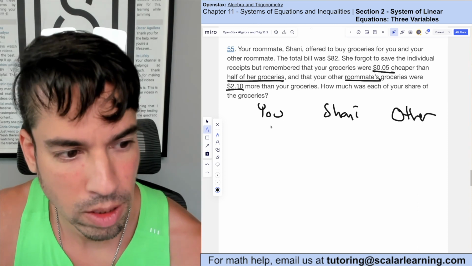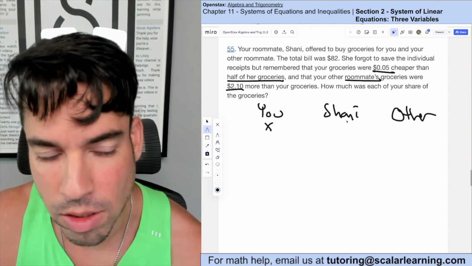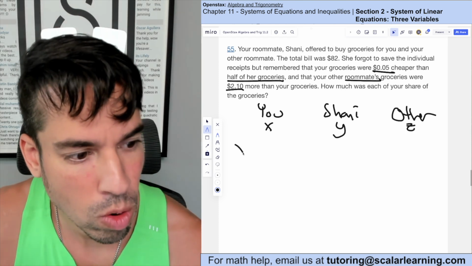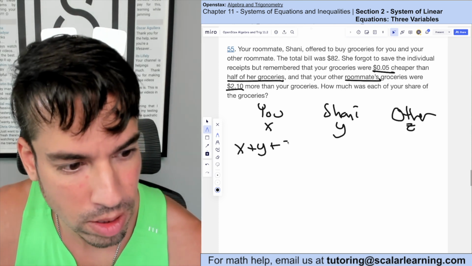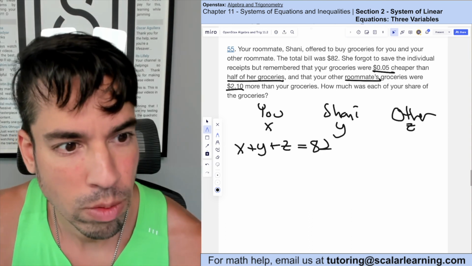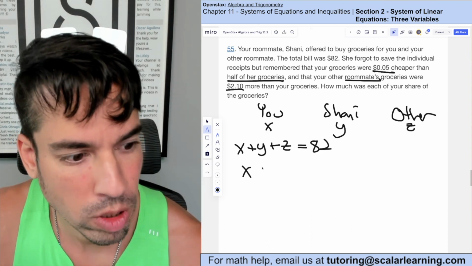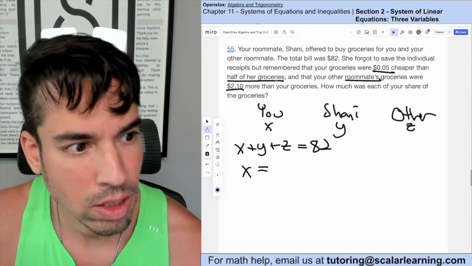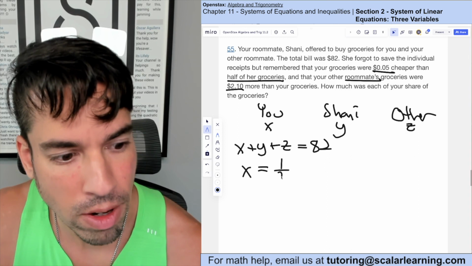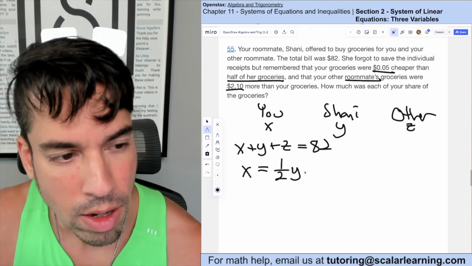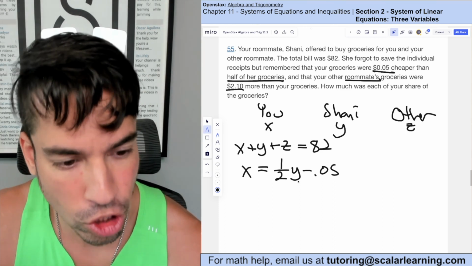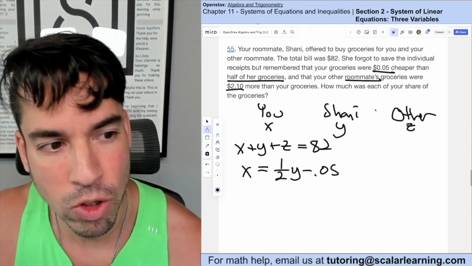Okay, so first we're going to set variables for each. You are going to be X. This is all arbitrary. Shani will be Y, and the other roommate will be Z. So the total, meaning X plus Y plus Z, is 82. And then she remembered that your groceries were 5 cents cheaper than half of Shani's groceries. So half of Shani's, 1/2 of Y, minus 0.05, because yours are 5 cents less than half. There's that one equation.